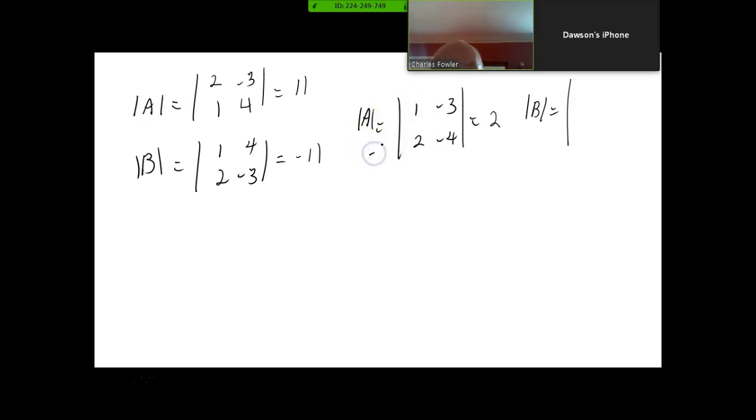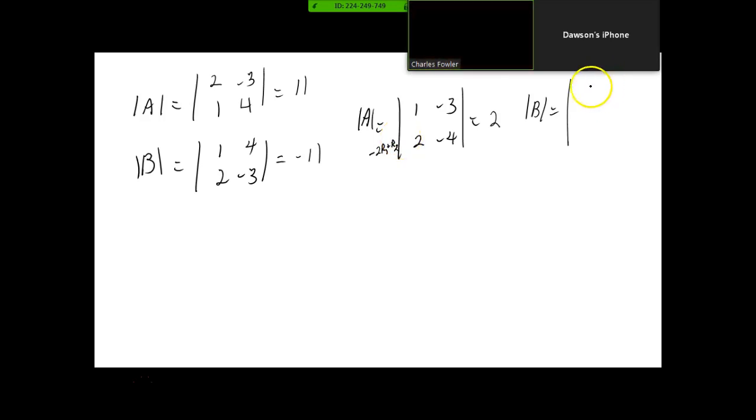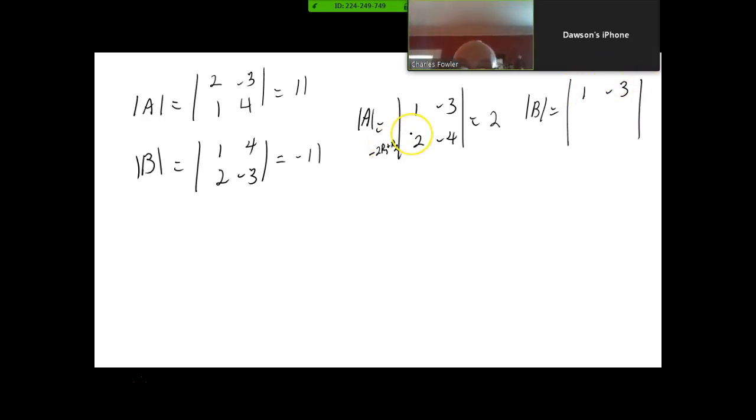Okay. Minus 2 row 1 plus row 2. You usually don't do that in a determinant, but we're doing it. We could have done it outside in the matrix and came up with it. And so let's see what you get. 1, negative 3 stays the same. What do you get in the second row? 0. 0. And 2. 2.